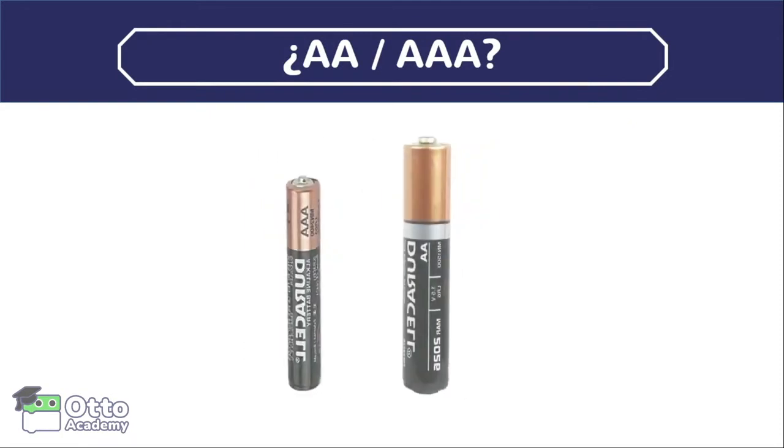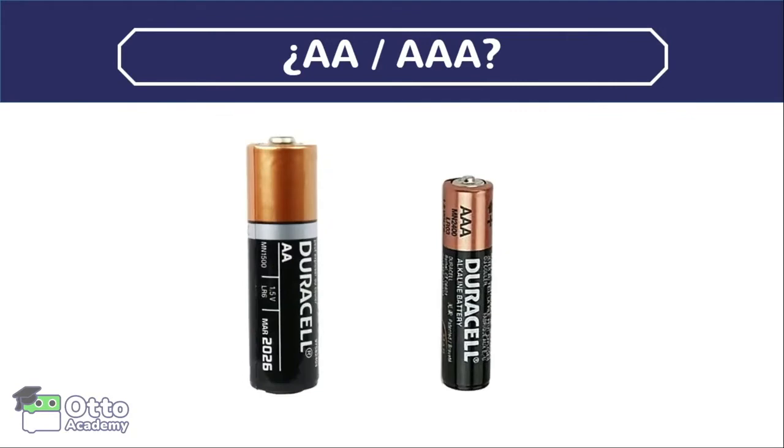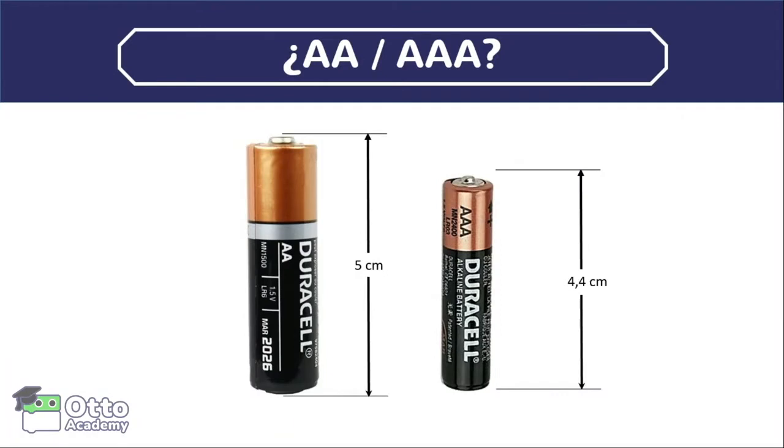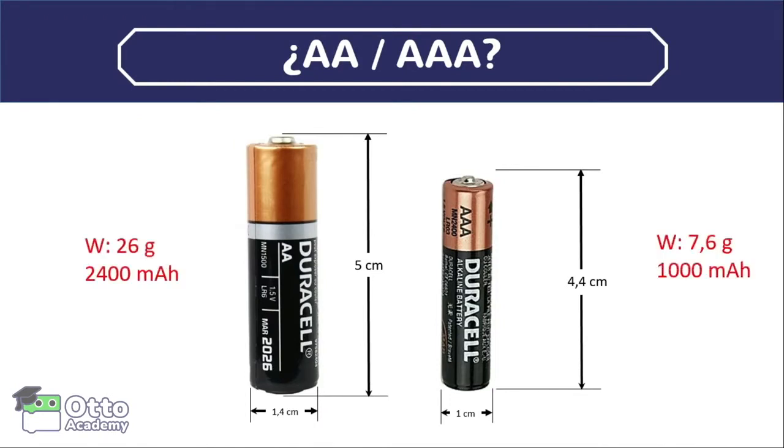The main difference of these two batteries is the size. The AAA is smaller, meaning there are less electrochemical materials that contain the electric charge. Therefore, the AAA battery has less capacity than the AA battery, being lower in weight and less in material.